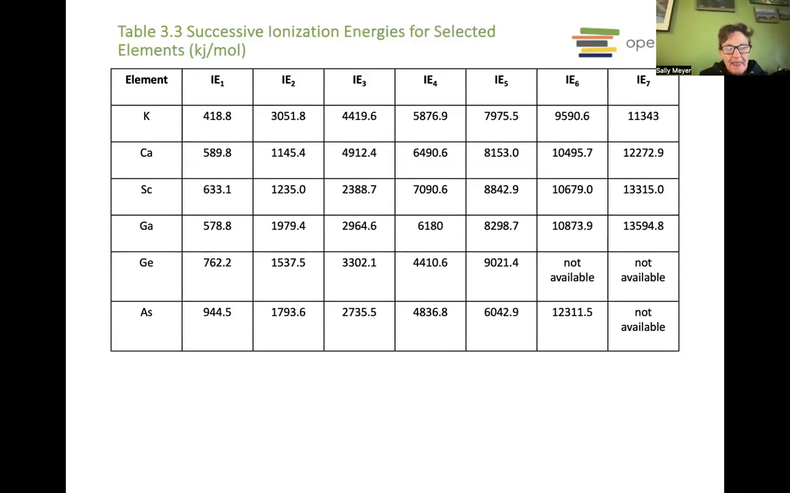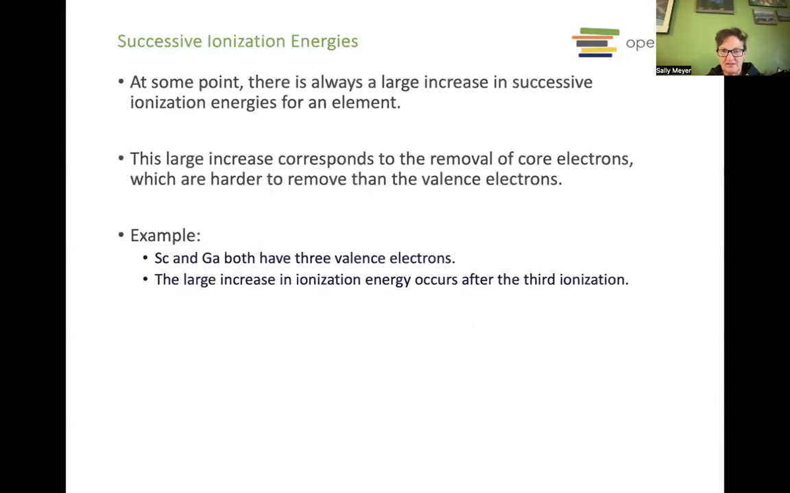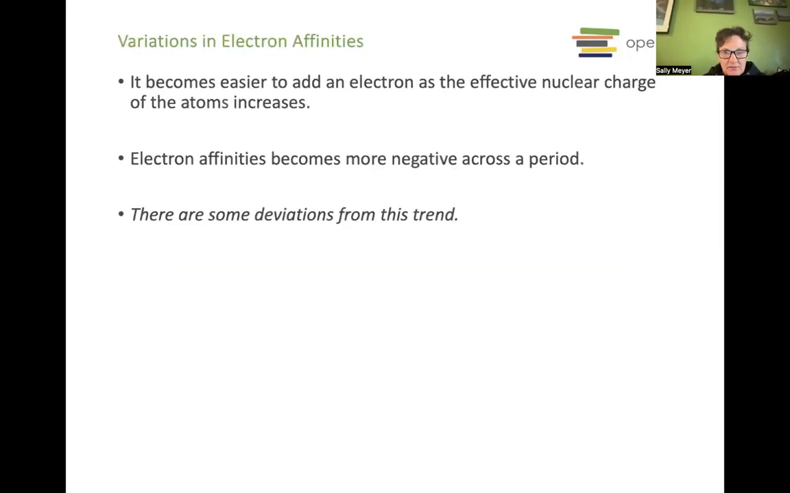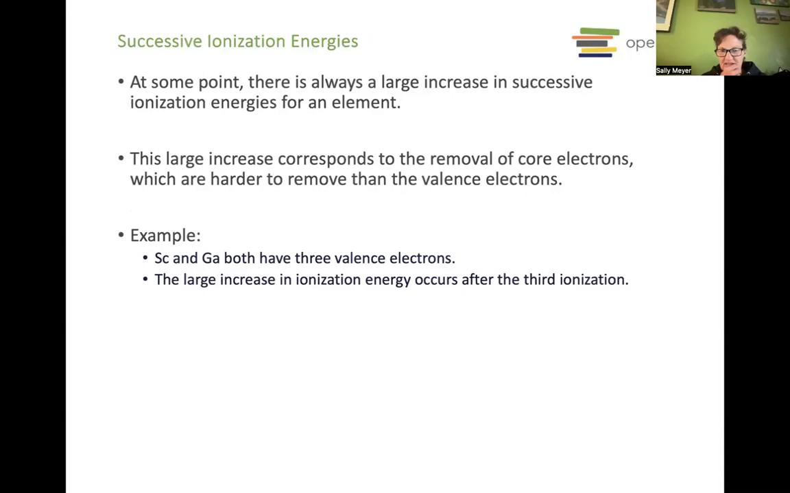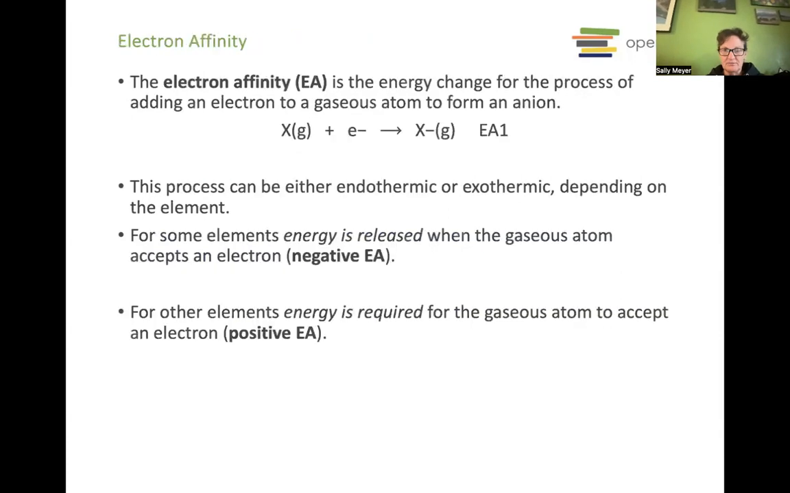After the third. You can see that going from the second to the third isn't that big of a difference, but then going from the third to the fourth, that's where you have a huge difference, a huge jump in ionization energy. So this large increase occurs after the third ionization energy because you would have taken off the 3 valence electrons, and then to take off the fourth one, you'd have to be digging into that inner shell.